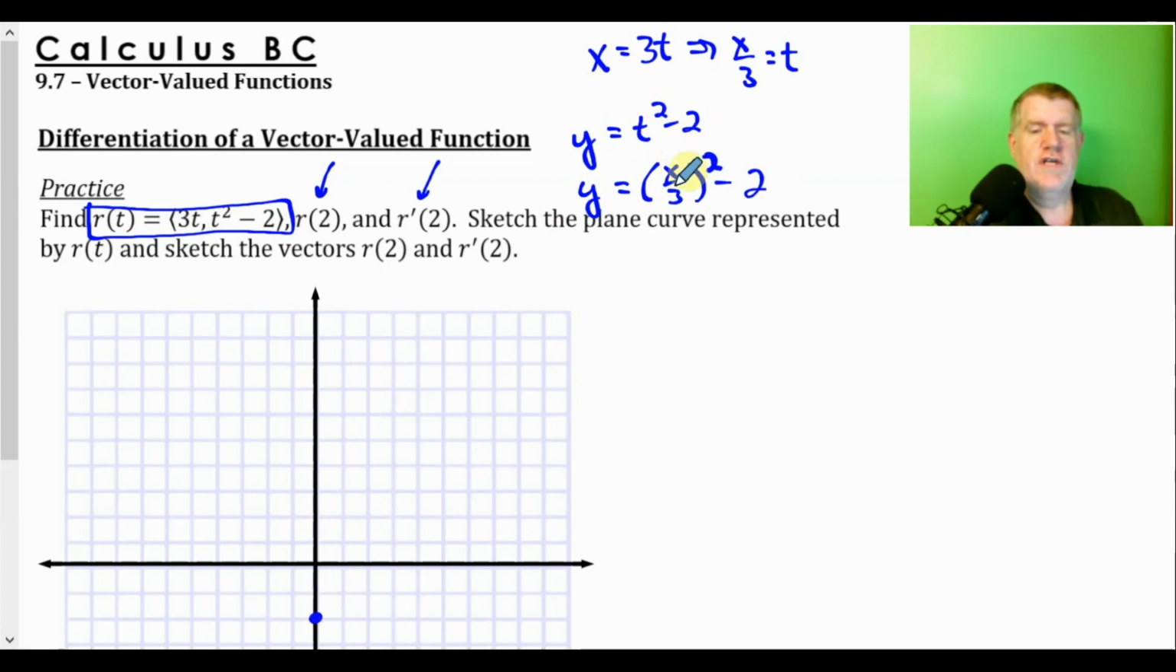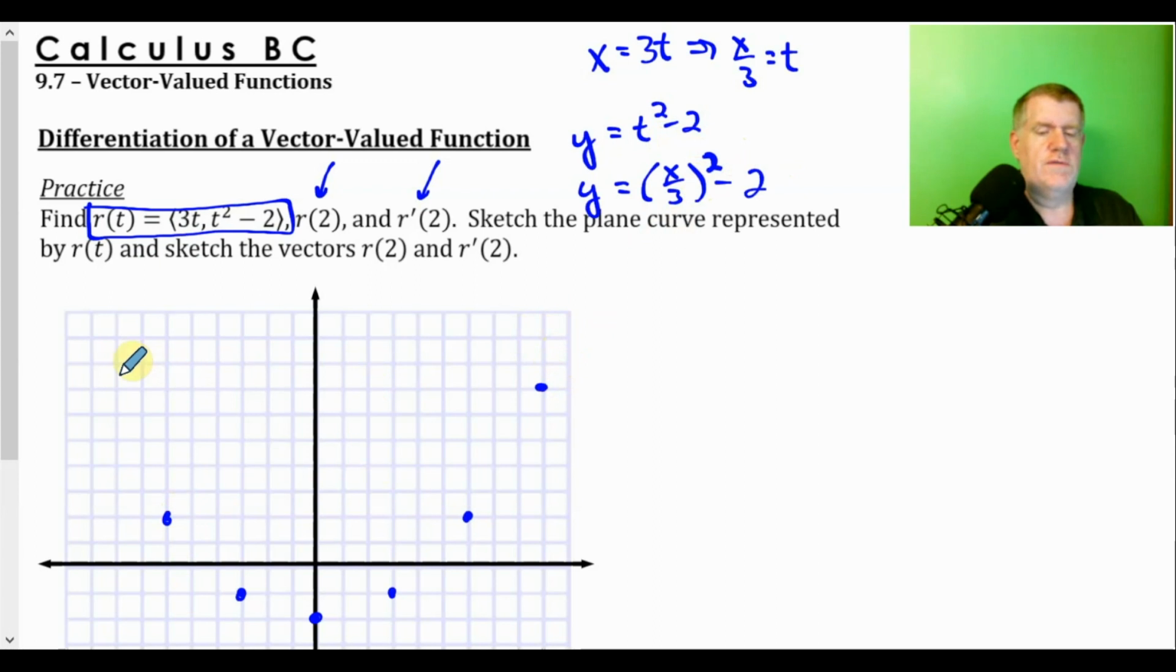If I plug in 3, I get 3 over 3, which is 1. 1 squared is 1. 1 minus 2 is negative 1. And this is symmetrical on the other side, so negative 3, negative 1. I'm going to pick 6. 6 over 3 is 2. 2 squared is 4. 4 minus 2 is 2. So 6, 2. And so we got room, we'll do one more. We'll do 9. 9 divided by 3 is 3. 3 squared is 9. 9 minus 2 is 7. So 9, 7.